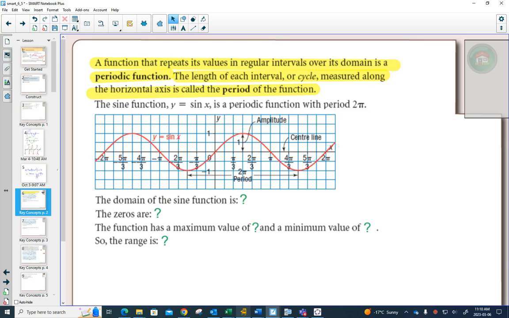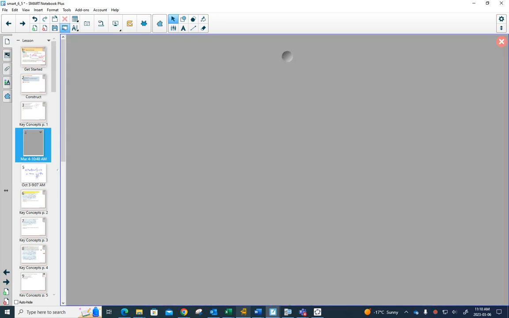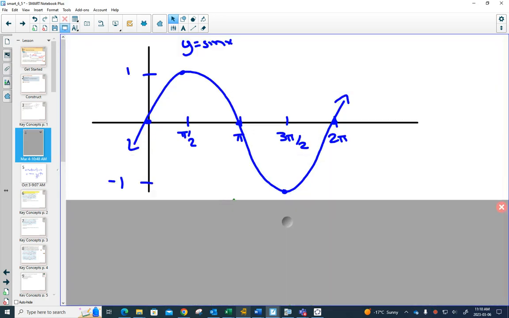So what I want you to do is right beside that graph, we're going to learn the easiest way to graph the sine graph, and that is using your axes family. So what you're going to do is along your x-axis, you're going to label every family member of your axes family. 2 pi, pi, pi over 2, 3 pi over 2.